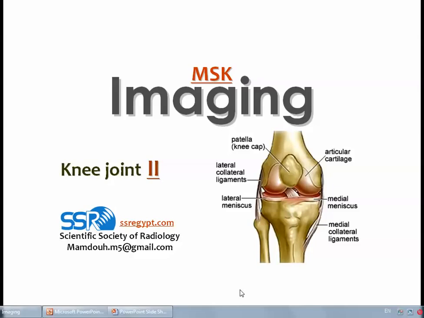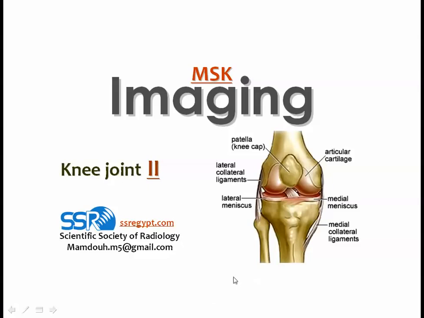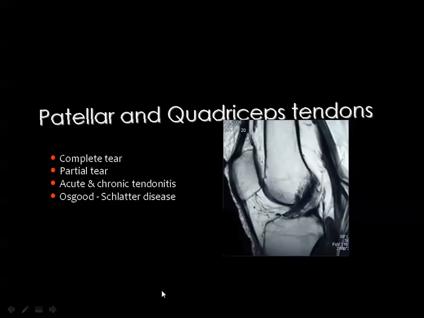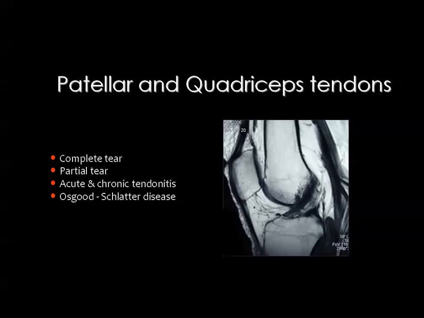Then in this part we'll discuss the remaining issues in the knee joint, which include the evaluation of the patellar and the quadriceps tendons, also the patellar lesions, synovial pathology, osteochondral and bone marrow lesions. Starting with the evaluation of the patellar and the quadriceps tendon, we have these issues. Number one, a complete tear, partial tear, acute tendinitis and chronic tendinitis, and finally Osgood-Schlatter disease.